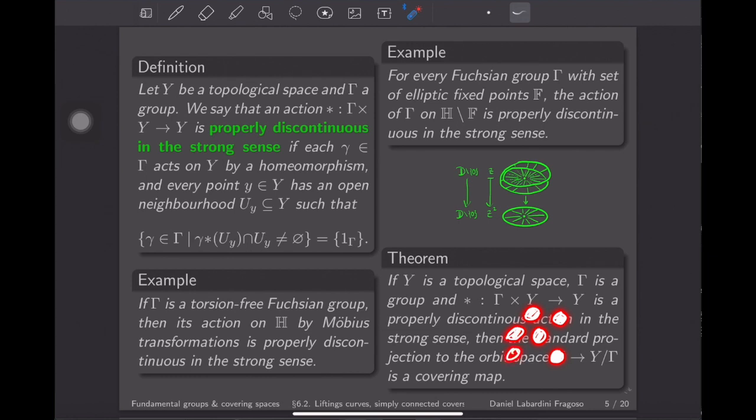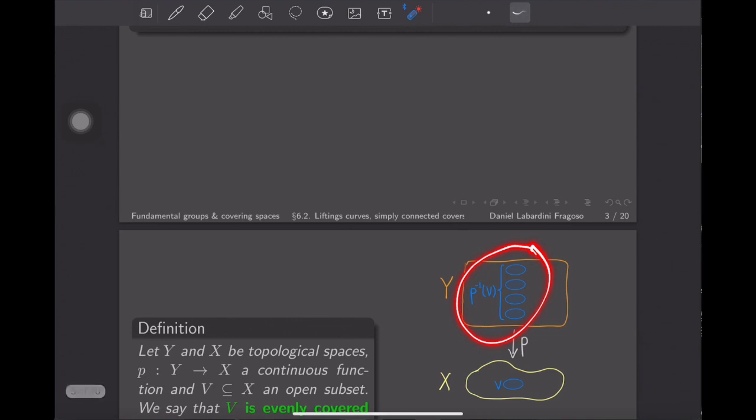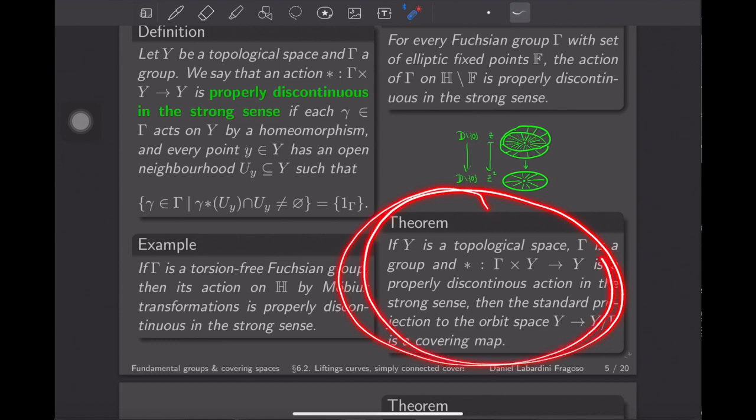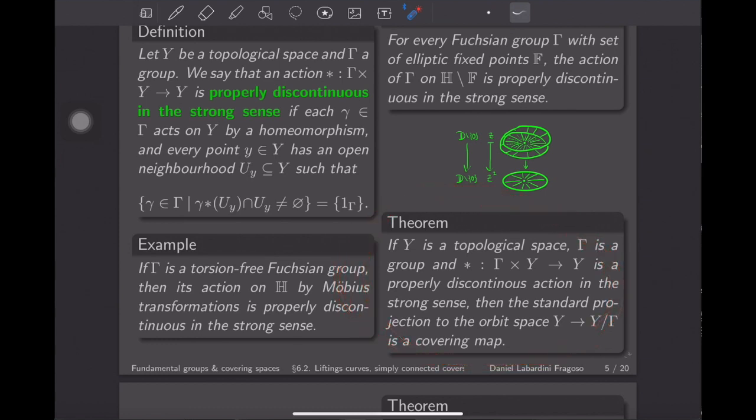And if you think about it, every time I apply an element of gamma, what I obtain is a part of the inverse image under the projection of the image of this, because I'm precisely closing under the action of gamma here. Okay, and that is giving me this decomposition. So the proof of this theorem, at least the idea, is not hard.